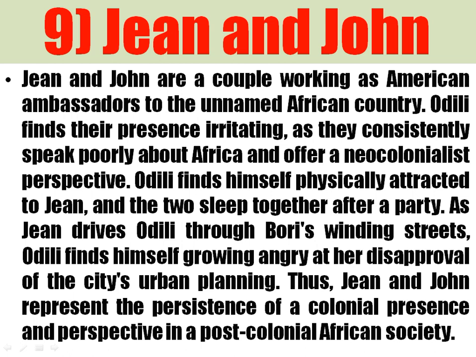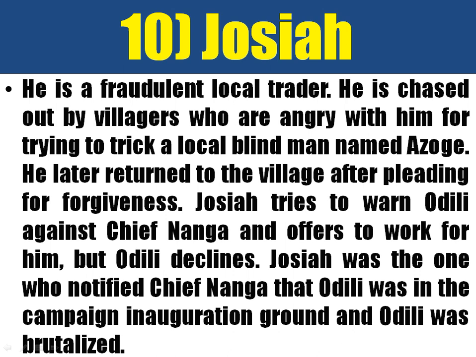And then from there, she began to take Odili around the Bori city, showing Odili all the urban buildings, and then telling Odili the areas that are good, those areas that are still developing or having criminal activities. And then Odili was not even comfortable with all those descriptions, because most of the descriptions are negative, do not bring any form of good intention for Odili and even for the country and the capital Bori. So we saw that Jean and John represent the persistence of a colonial presence and perspective in a post-colonial African society.